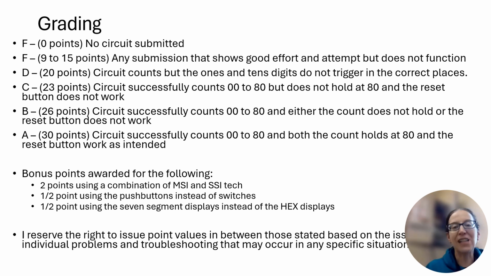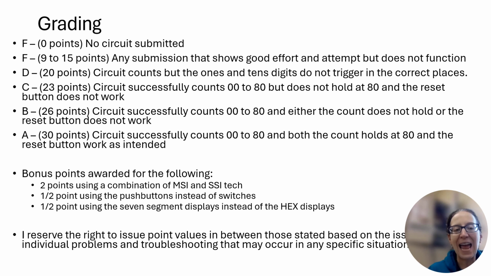Or your reset button works, but you can't get the count to hold at the 80, so it keeps counting. Or it resets on its own without the reset button. That would also fall under the count not holding. So to get a B, you've got to get one of those two things working. So that would be 26 out of the 30 points, which is a fairly good B. I think it's like an 87.